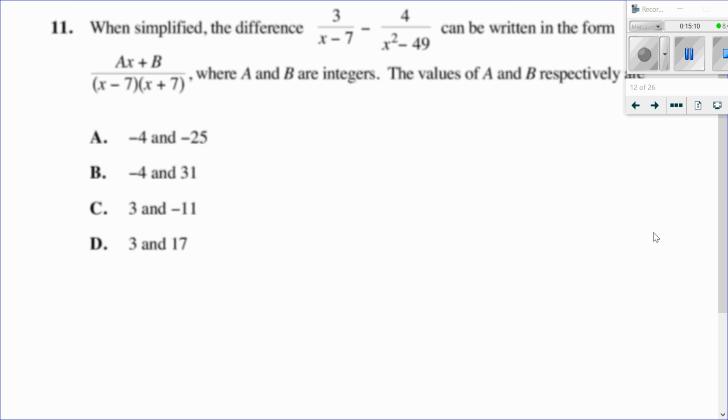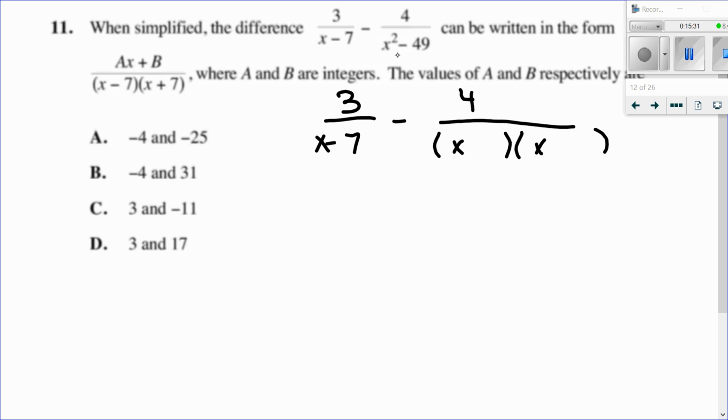Okay, this one here. So when simplified, this difference can be written in this form, where A and B are integers. What are the values of A and B? Okay, so let's go ahead and do this. When I'm subtracting, I have to have the same denominator, and when possible, I want to factor. So x squared minus 49 can be factored. It's a difference of squares. So the square root of x squared is x. The square root of 49 is 7. I add one set and subtract the other.